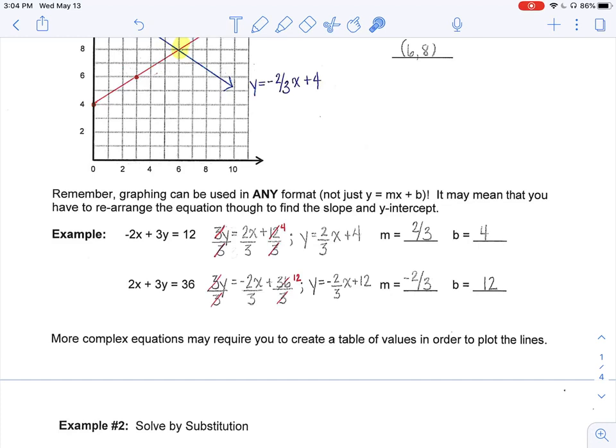So our slope would be negative 2/3, and our y-intercept would be 12. So if ever you see an equation, you can go ahead and rearrange it however you need to in order to find the slope-intercept form, which then easily identifies our slope and our y-intercept.